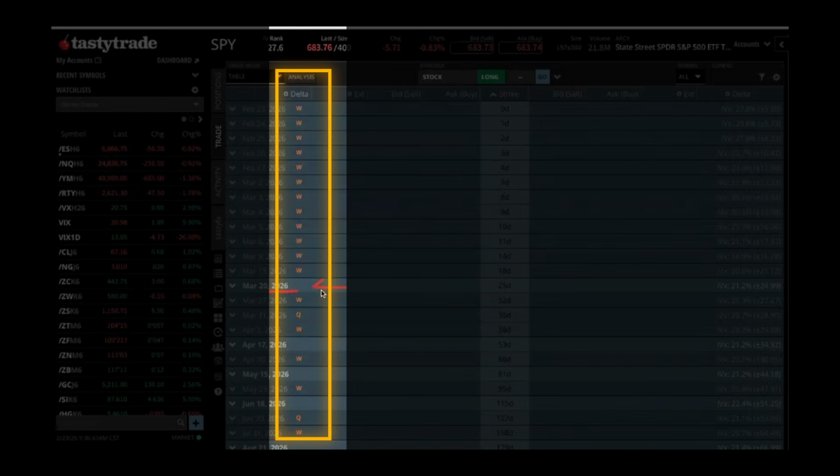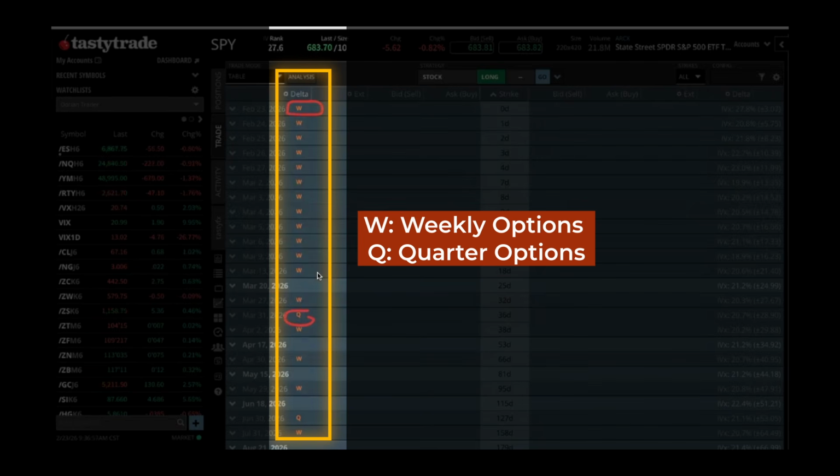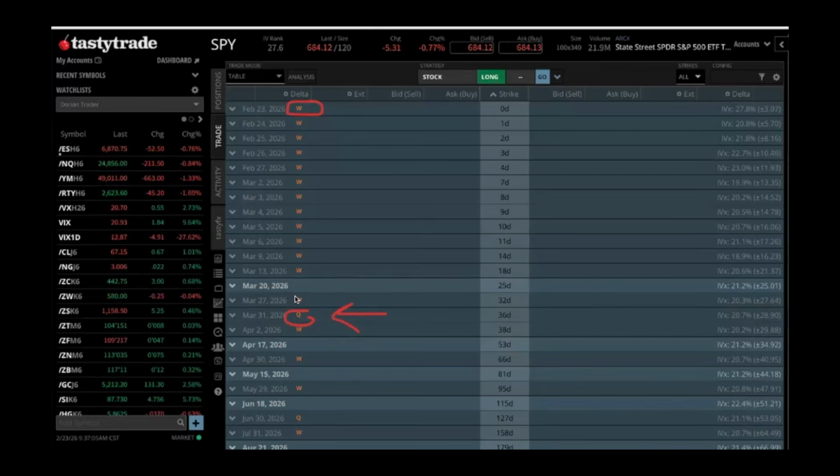Also on these option chains, you're going to see these W's, and you're going to see Q's, and then you're going to see something that's not going to have one of those, a W or a Q. So the W represents a weekly option. The Q represents a quarterly option. And if it doesn't have anything, that's most likely going to be a monthly option that expires on the third Friday of that month.